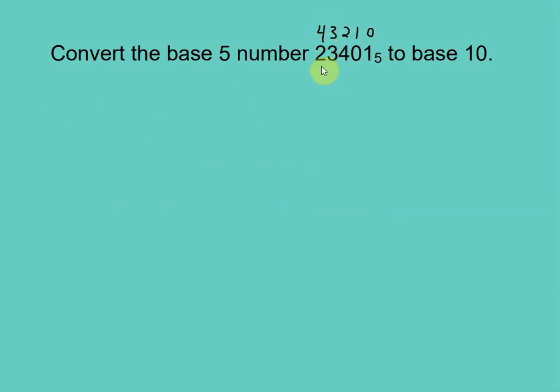And so we're going to start with our first digit on the left, which is a 2, and we're going to multiply it times the base that this number is in, base 5, raised to whatever the power is over that number. So 5 to the 4th power. So if I raise 5 to the 4th power, I get 625. So I'm going to multiply 2 times 625, and that gives me 1,250.